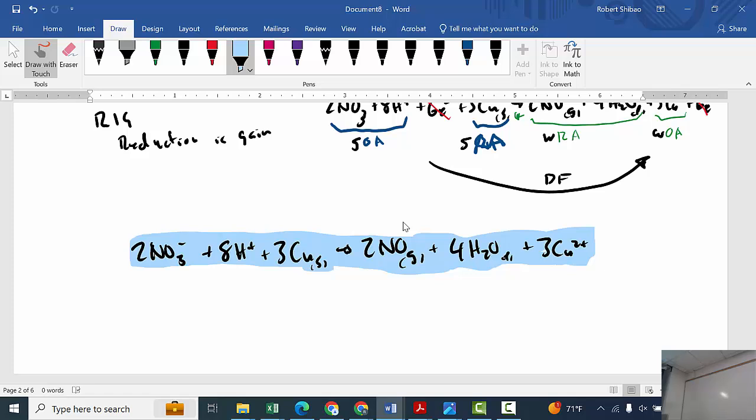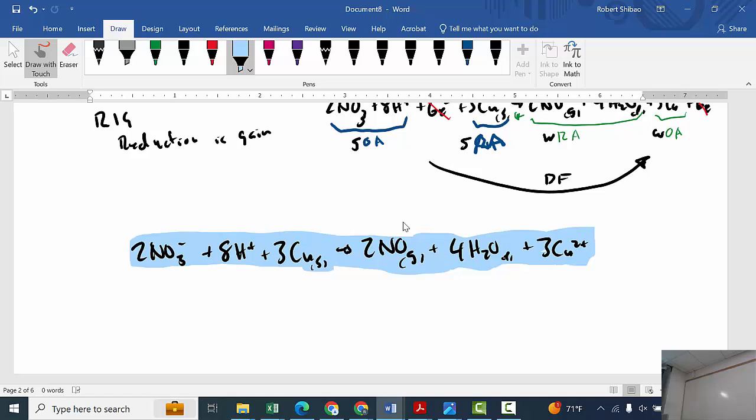So I have two nitrogens, 6 oxygens, 4 oxygens plus 2 oxygens give me 6 oxygens. 8 hydrogens, 4 times 2 is 8 hydrogens, 3 coppers, 3 coppers. So the atoms are balanced.